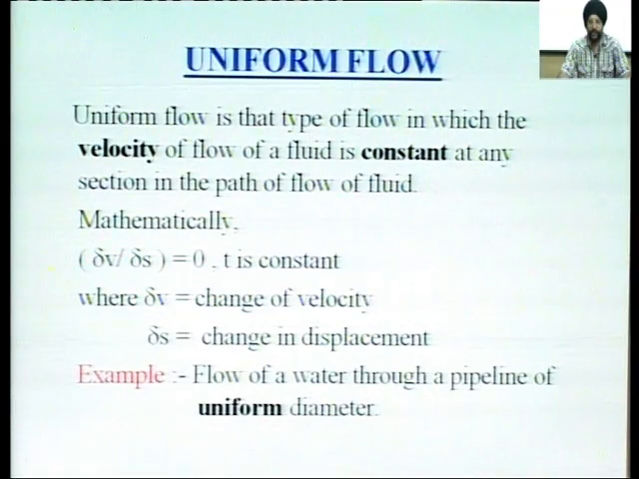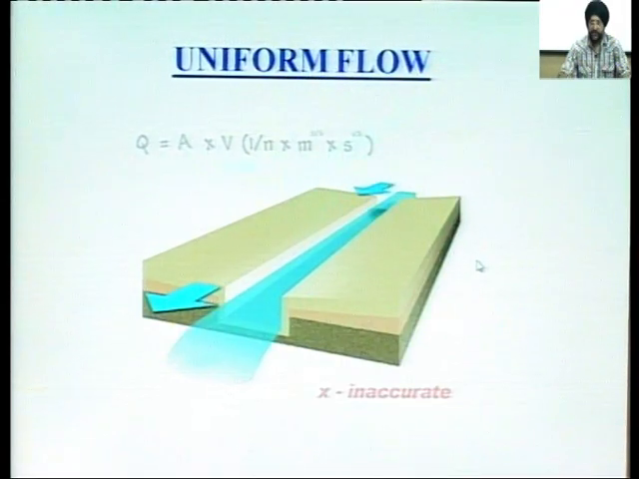Once again, an example of uniform flow: the flow of water through a pipeline of uniform diameter. It means the diameter remains the same throughout. If we have a 2-meter diameter pipe, and it remains the same throughout, the flow through that pipe can be considered uniform flow. You can have a look at this particular channel. This is a good example of uniform flow.